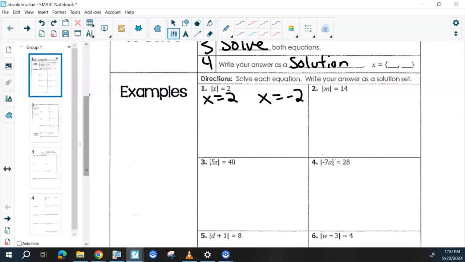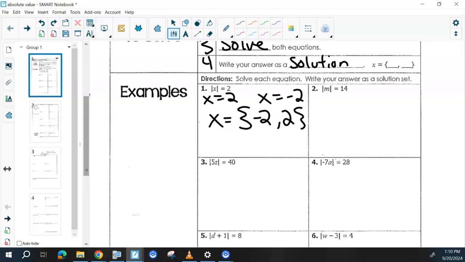Because absolute value really measures distance. The absolute value of a negative is still a positive number. So if I walk forwards and then I walk backwards, I still walk the same amount of distance regardless. So because absolute value is measuring distance, you have to solve for both. Okay? And then if there were equations, we would have to solve it, but it's not. So then we would write this as a solution set, x equals least to greatest, negative 2, comma 2.